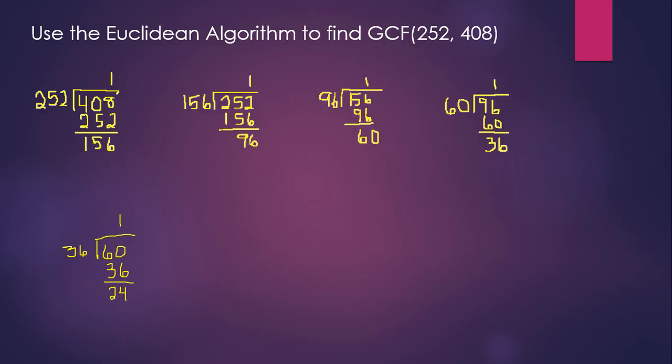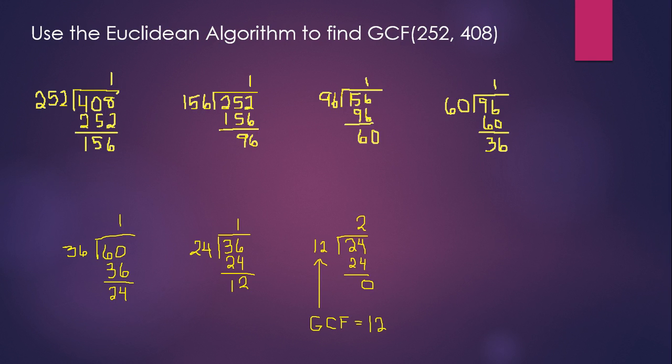We still don't have a 0 remainder, so we take the divisor of 60 and divide it by the remainder of 36. Since we still don't have a remainder of 0, we'll take the divisor of 36 and divide it by the remainder of 24. The remainder is still not 0, so we take the divisor of 24 and divide it by the remainder of 12. And we finally have a remainder of 0. That means that the last divisor we had, which was the 12, the divisor that finally gave us the remainder of 0, is the greatest common factor of 252 and 408.